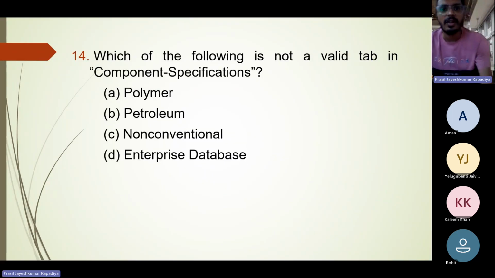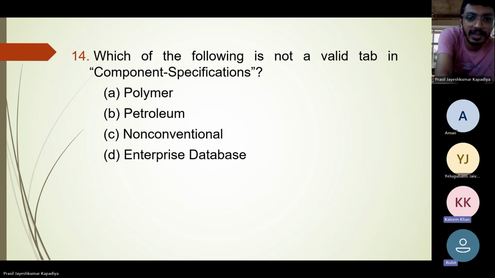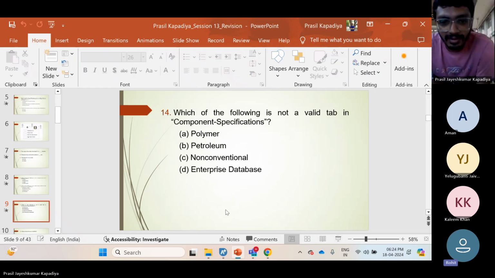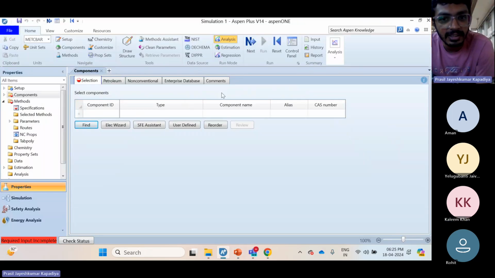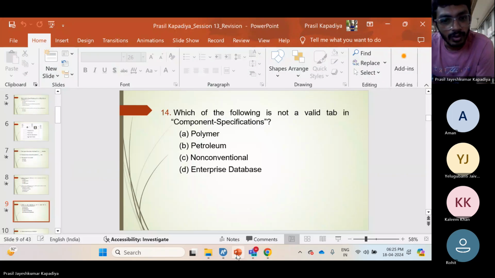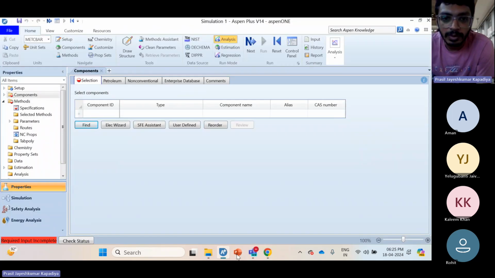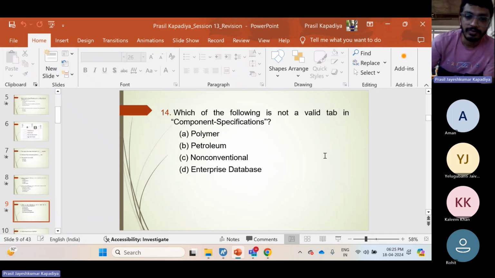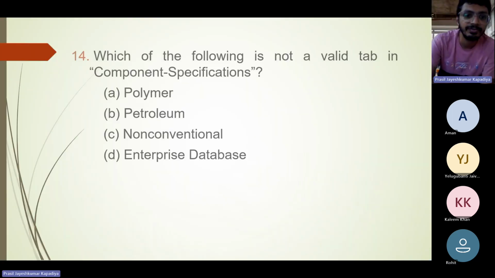Next question. Which of the following is not a valid tab in component specifications? Polymer, petroleum, non-conventional, or enterprise database? Petroleum? No, it should be polymer. You can see that in this window there is petroleum, non-conventional, enterprise database. There is no polymer. Okay. Next question.